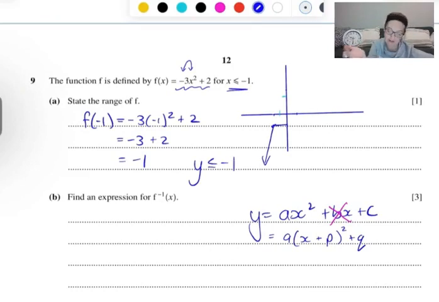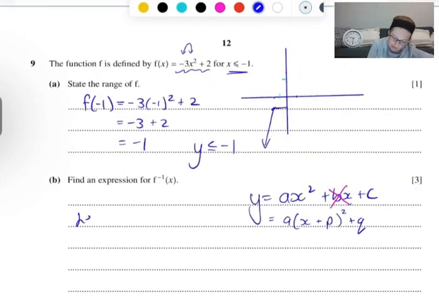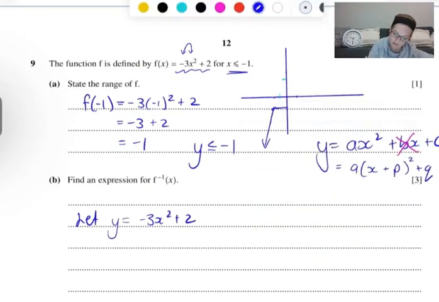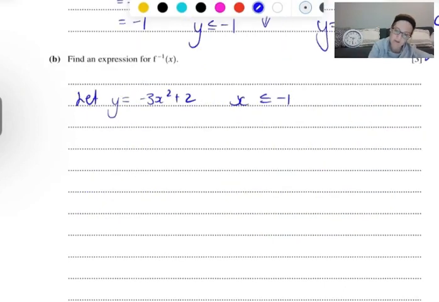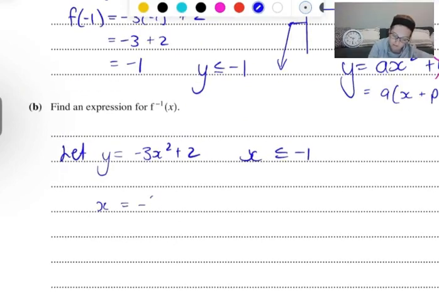Now, as they find the inverse, we don't need it to be in completed square format because there is only one x. It's kind of in completed square format. So let y equal -3x squared plus 2. I'm also going to write down my x less than or equal to -1. Because now when I swap it, I'm going to say x is equal to -3y squared plus 2. y must be less than or equal to -1.